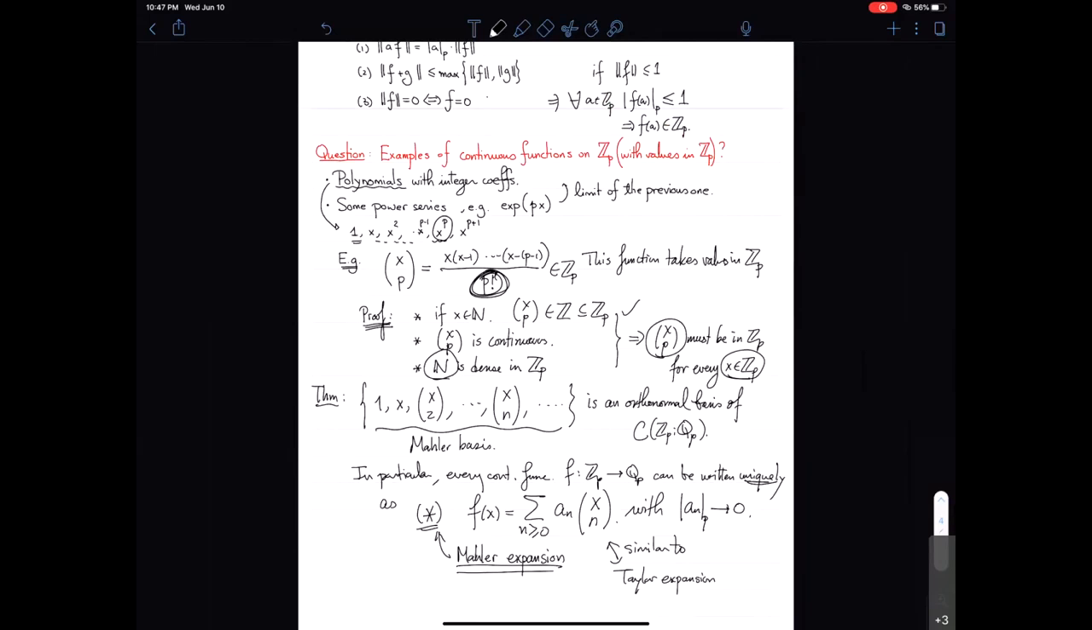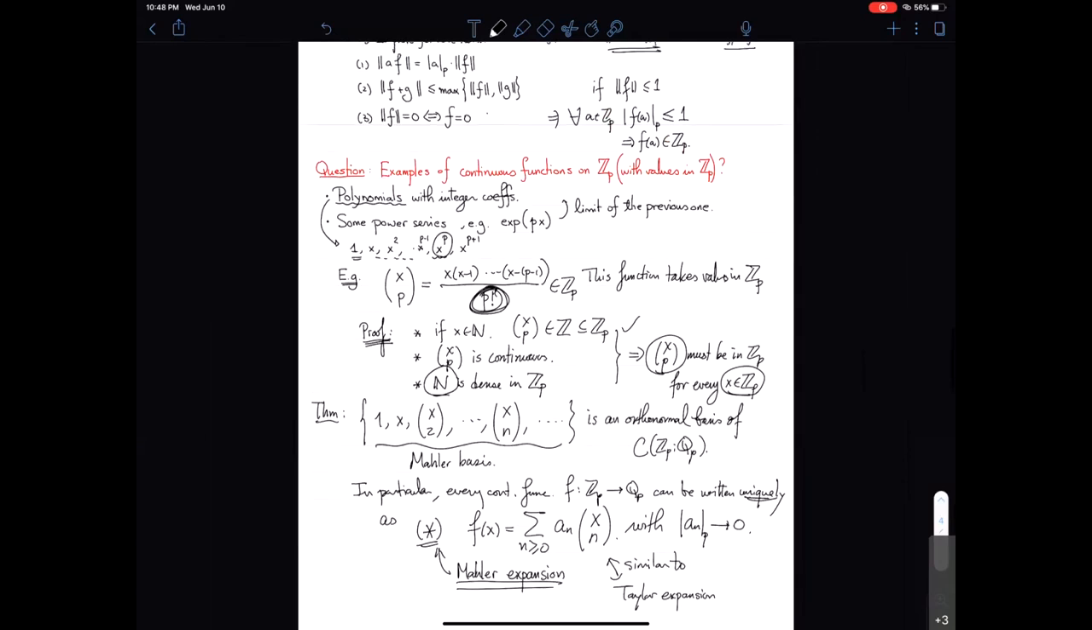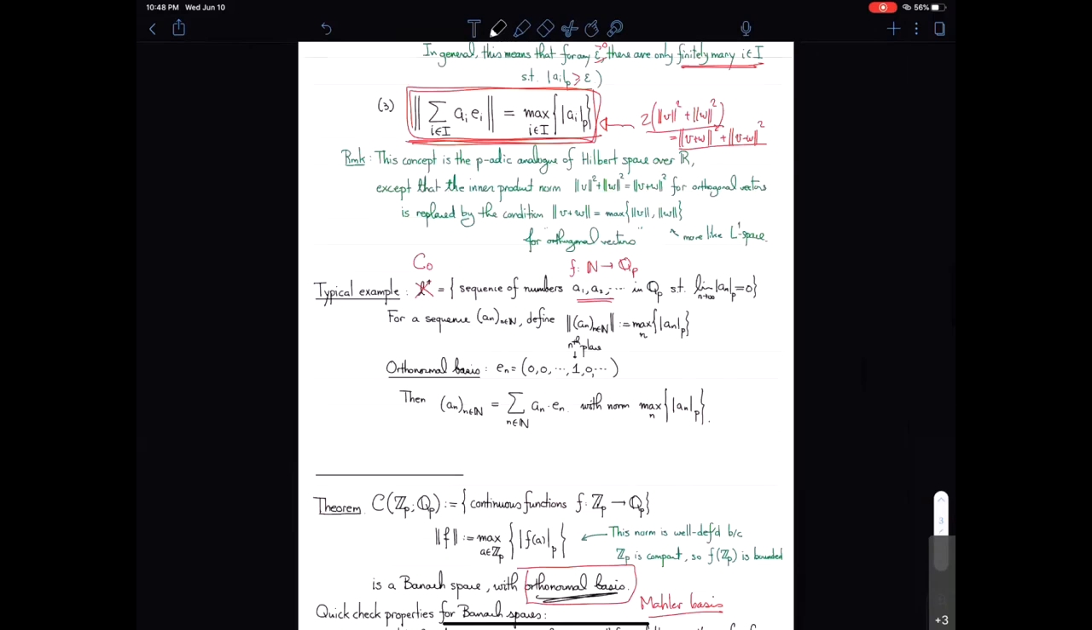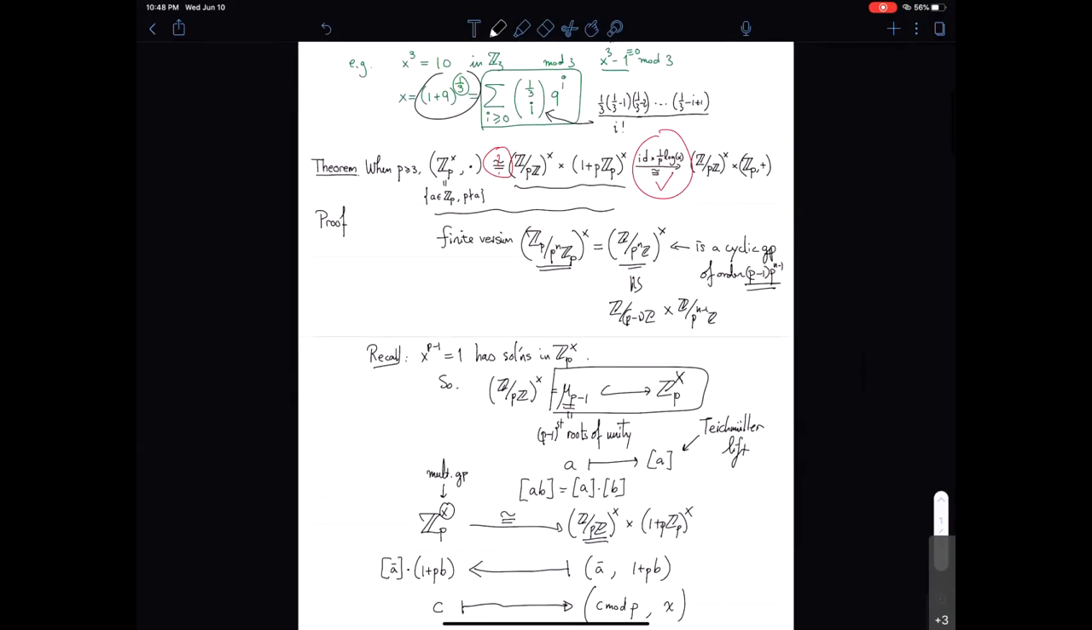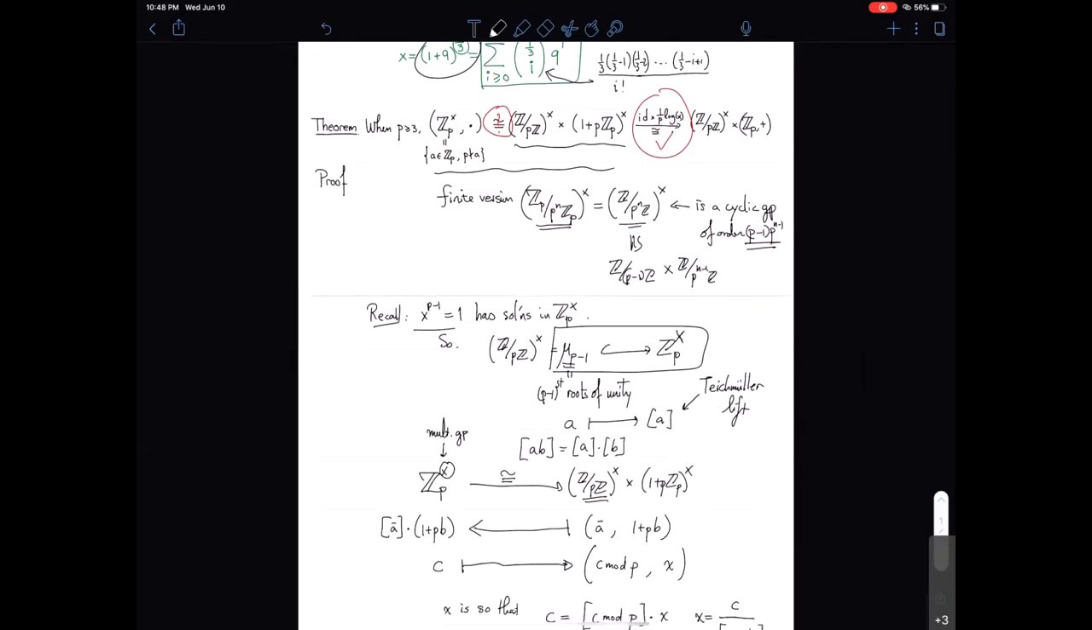Oh, there you go. Can you remind me what a Teichmüller lift is? Teichmüller lift. Like earlier. Right, this Teichmüller lift. So basically, this has a solution in here. If you start with an a here, then there's a unique solution to this equation, which is congruent to this a modulo p. That's called the Teichmüller lift.